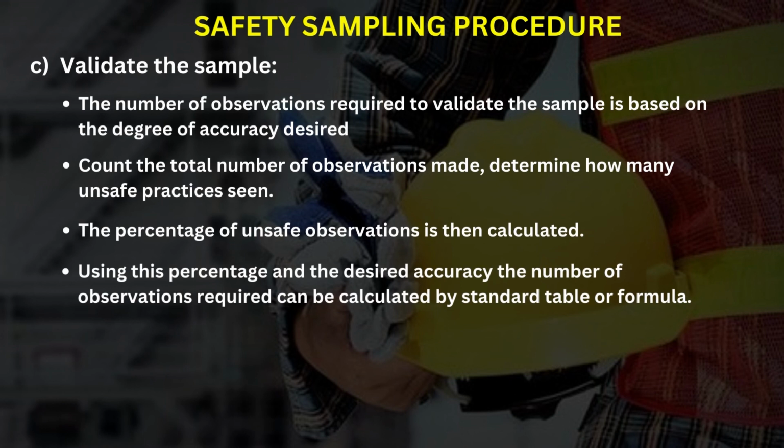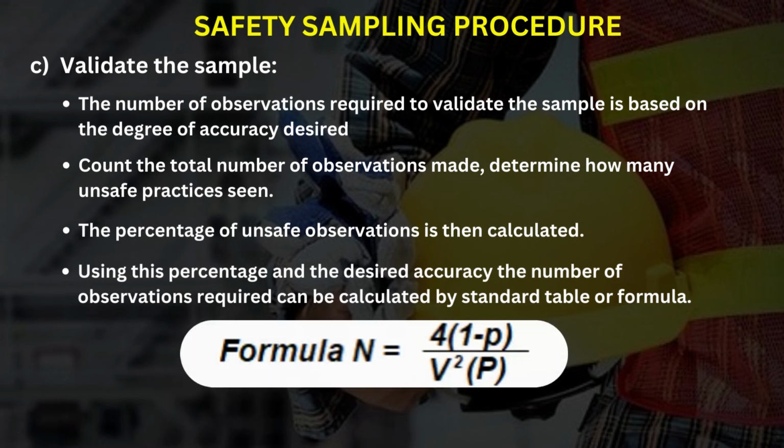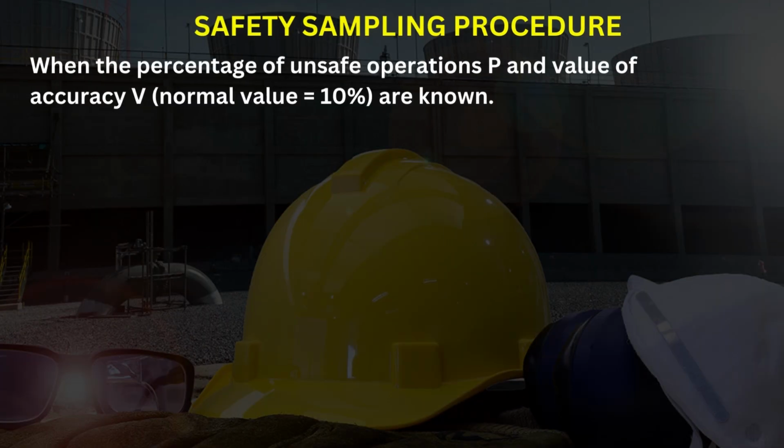The formula is n equal to 4(1 minus p) divided by v square p. The formula gives the number of observations, where the percentage of unsafe observations p and the value of repetition v, which is normally 10%, are known.